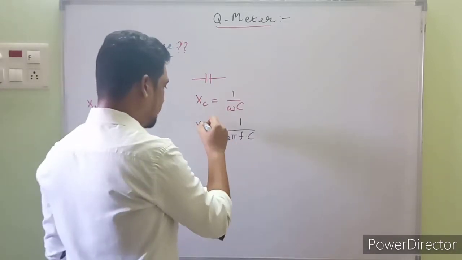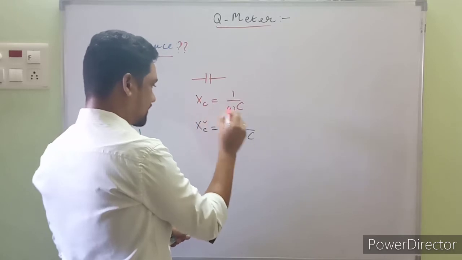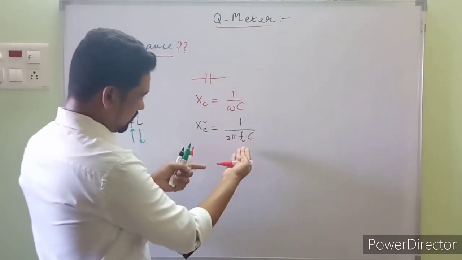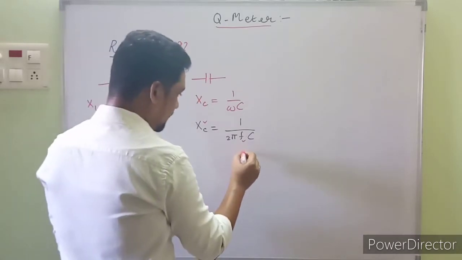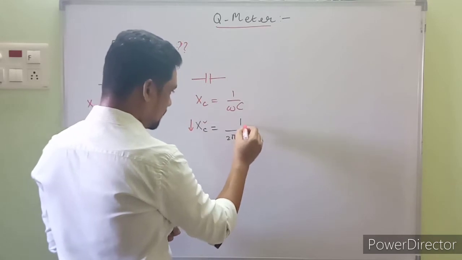In this expression, the capacitive reactance and frequency are inversely proportional, the frequency being in the denominator. With an increase in the frequency, XC comes down. With a decrease in the frequency, XC goes up.